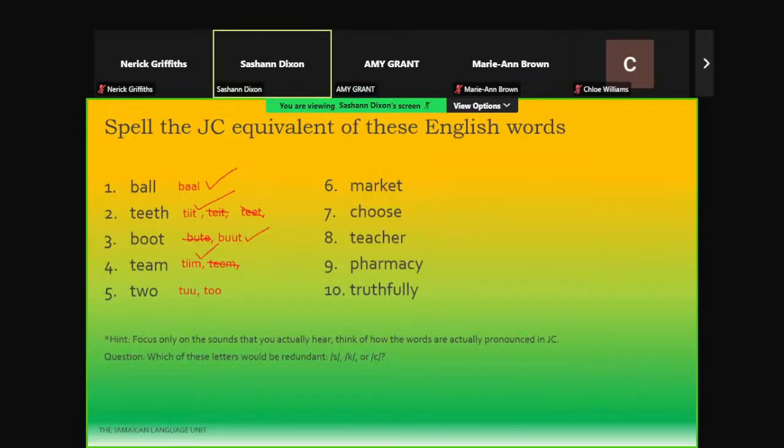One ends with a T sound, and the other one ends with an M sound. Hence the spelling.